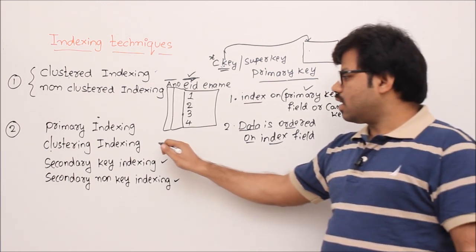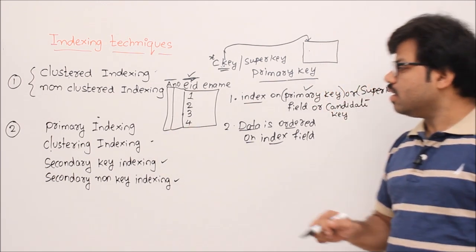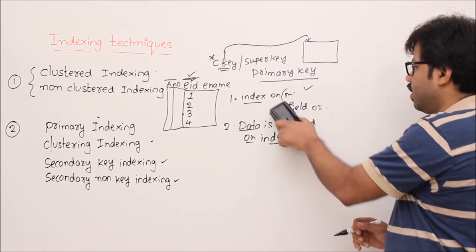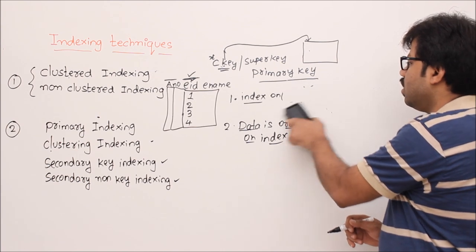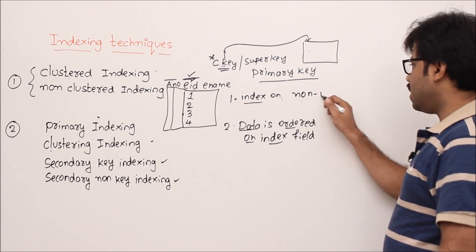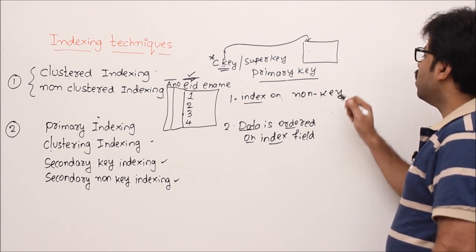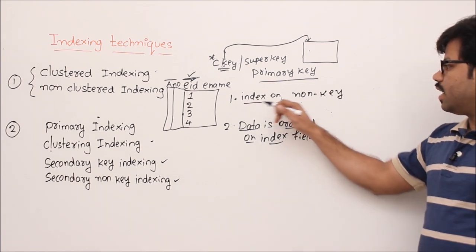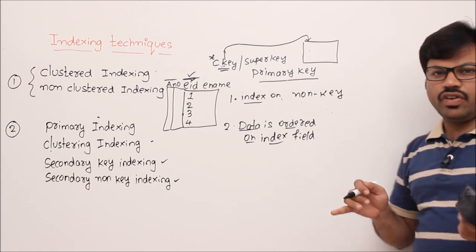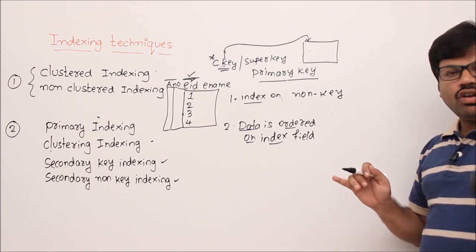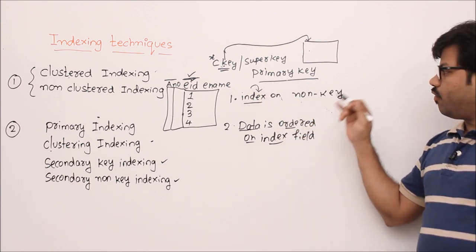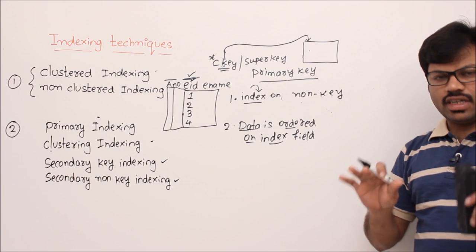Now the second one is clustering index. In clustering indexing, everything is the same, but this time the index need not be on a super key. So the index is on a non-key field. Let's use a word called non-key, which means not a super key. So index on non-key. In theory, a lot of ambiguity is there. That's why we try to understand the purpose. Finally, if you want to create an index on a field which might have duplicates, that is the concept.